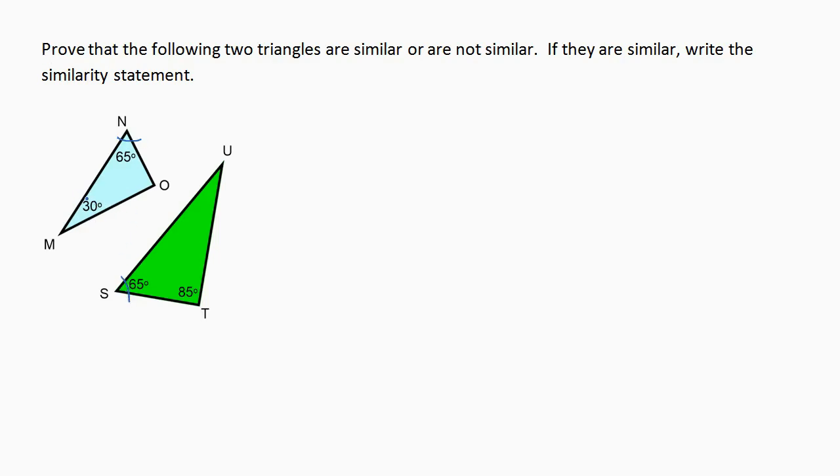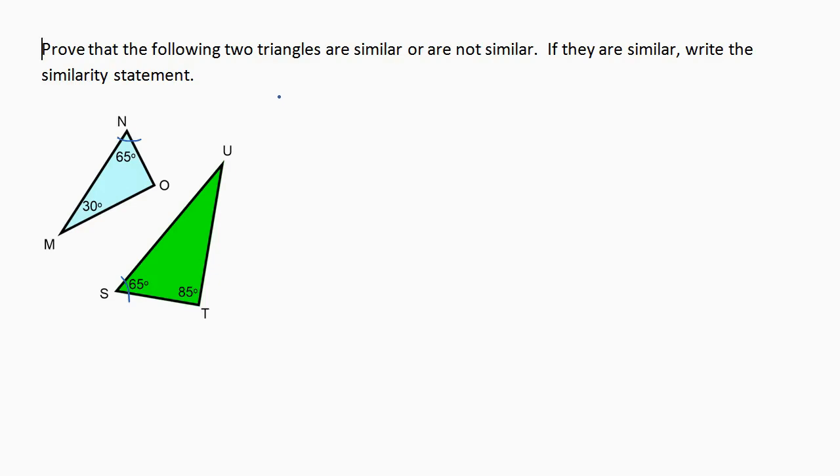However, angle M doesn't have an angle that's the same over here, and angle T doesn't have an angle that's the same over here. Now perhaps T corresponds with O and M corresponds with U, but we're not sure yet. We're going to have to do a little bit of math to figure out if that's the case.